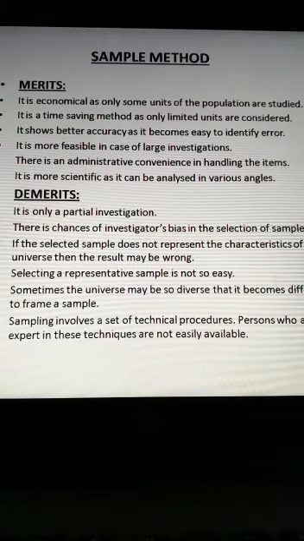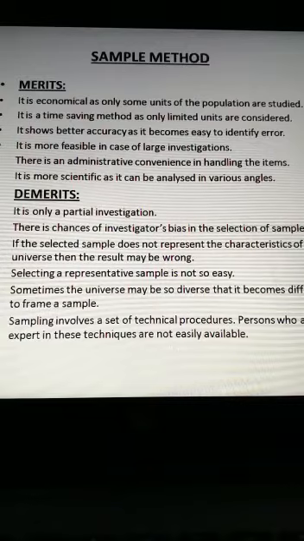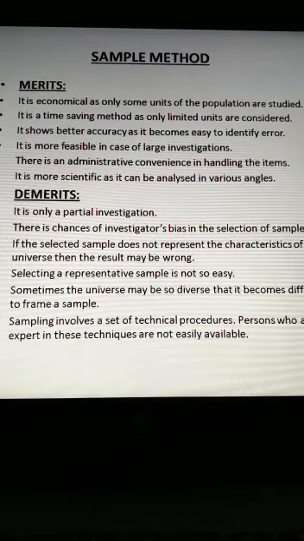The next one is that it shows better accuracy as it becomes easy to identify errors. Like, only 10 students we have taken and we are taking their opinions, and then we are checking the opinions; we have certain questions and have taken answers from them. We consider all the answers and check them. In that case, a small mistake can also be easily found because it is dealing with only a few numbers. As errors can be identified easily, this method can be an accurate method.